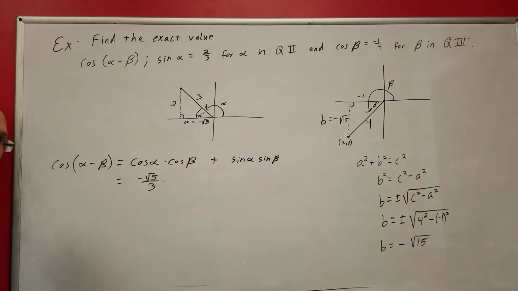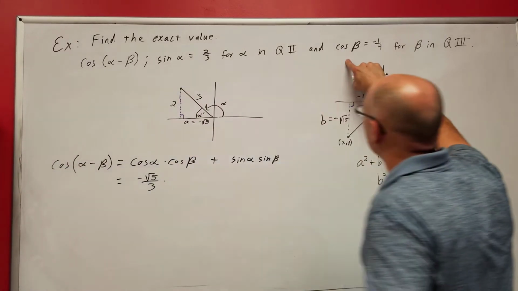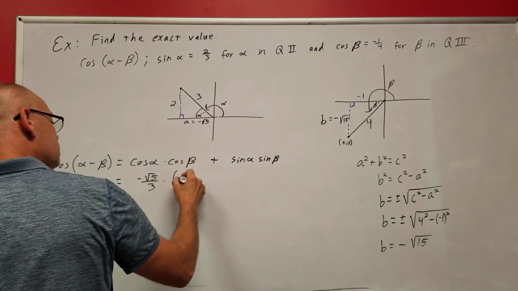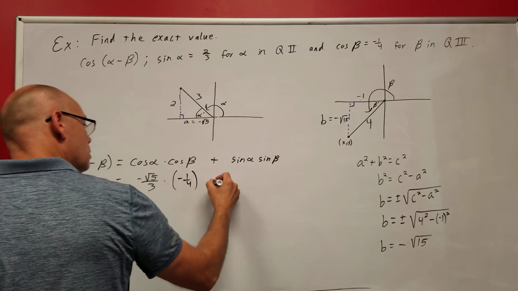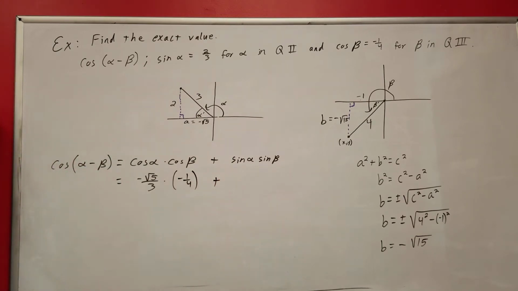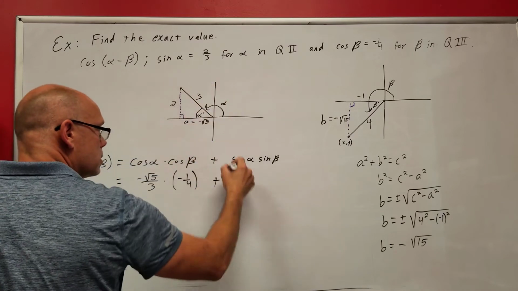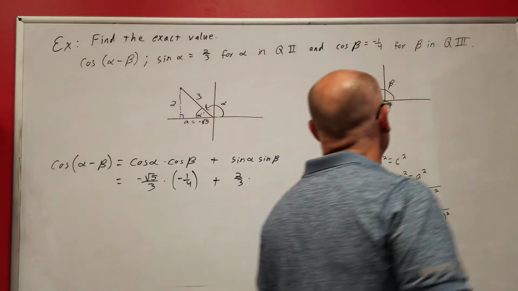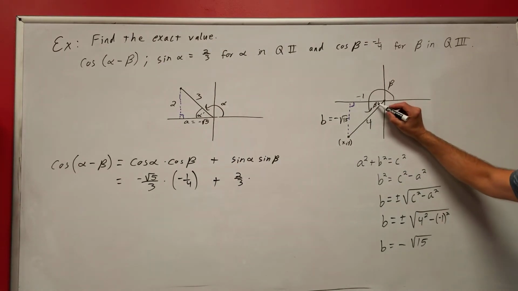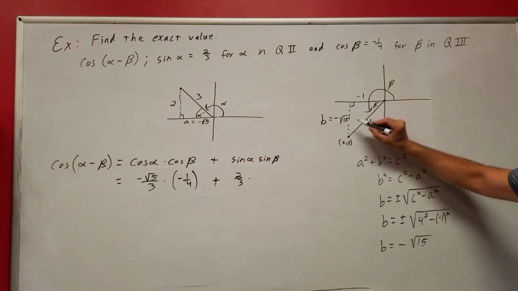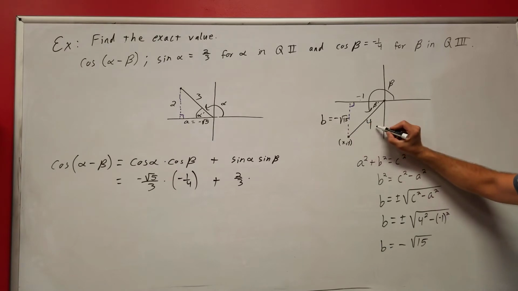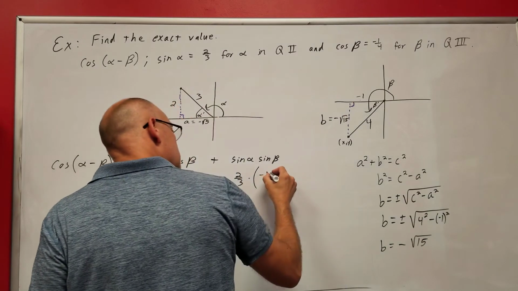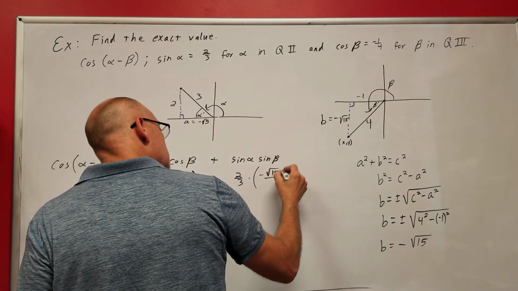Times the cosine of beta. Well, they gave us what the cosine of beta was. They said that was what? Negative 1/4. Plus the sine of alpha. Didn't they give us the sine of alpha? They said that was what? 2/3? Times the sine of beta. Well, look at beta prime here. Let's find the sine of it. How do you find the sine? Opposite over what? Hypotenuse? So that's negative square root of 15 over what? Negative square root of 15 over 4.